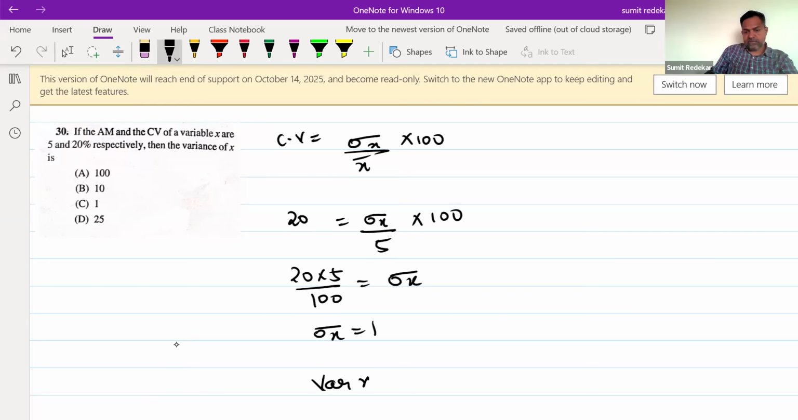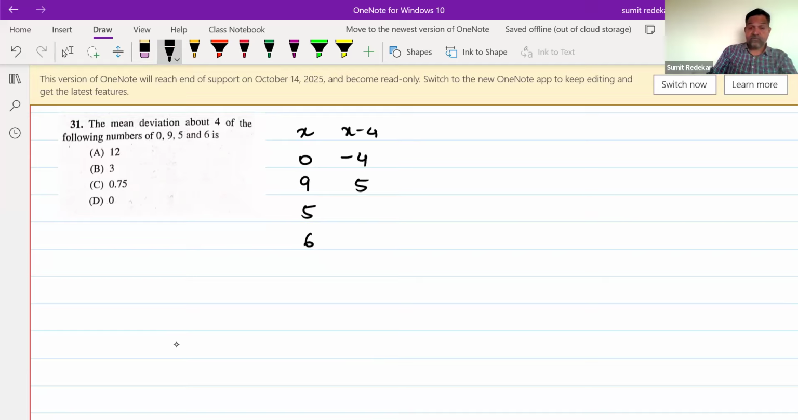The mean deviation about 4, not any other number, not the mean, the median or the mode, about 4. तो कोई बात नहीं, 4 के इर्द गिर्द कितना डिविएशन है ये बताना उनको. तो 0, 9, 5 and 6 का 4 के इर्द गिर्द कितना डिविएशन है, तो it is 0 minus 4, minus 4, 9 minus 4, 5, 5 minus 4 is 1, and lastly 6 minus 4 is 2.